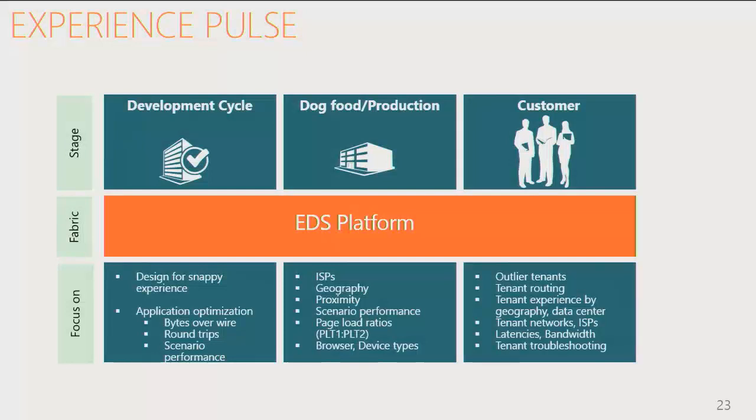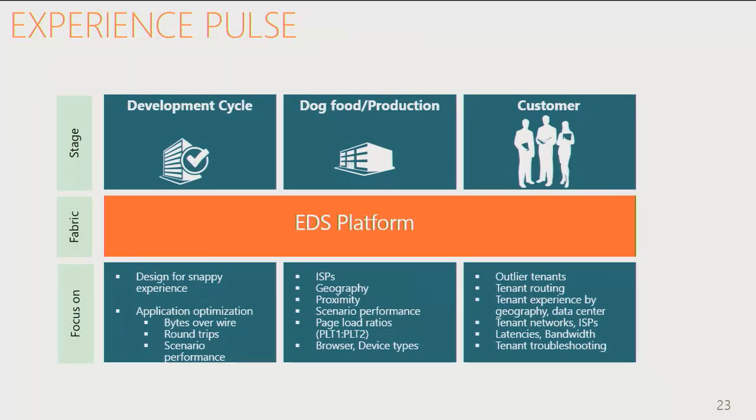Like the capacity and scale pipeline, we try to keep a lot of pulse on what's happening. To make it simpler, we can divide all the investments we make in this space into three sections. The first one is the development cycle: how do we make sure that when we are coding, we are adhering to the best practices and writing code that is light, snappier, and performant for our end users.